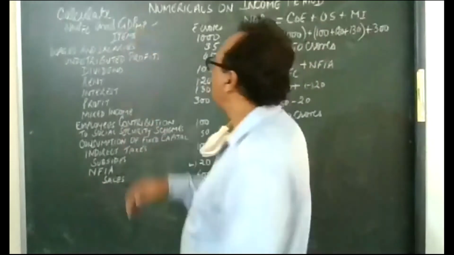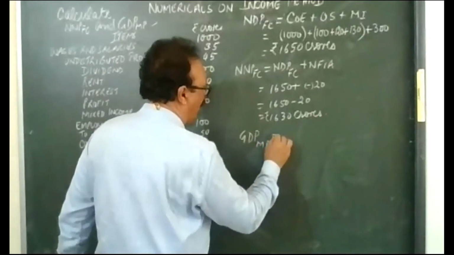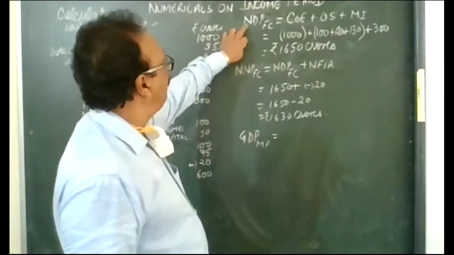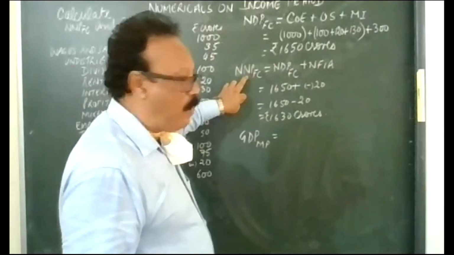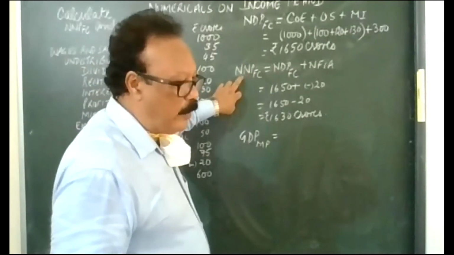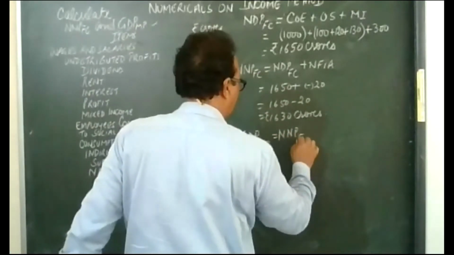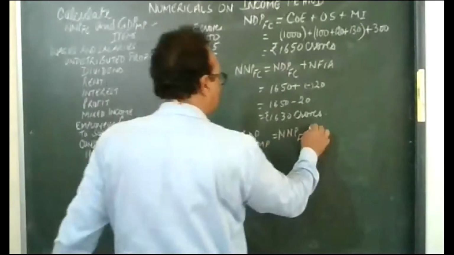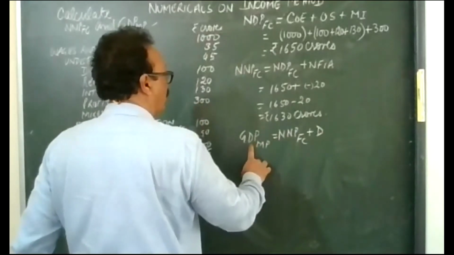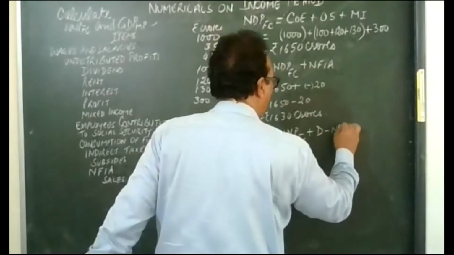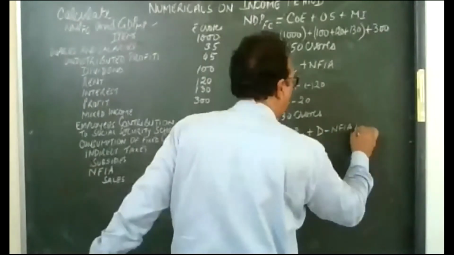What else do we have to calculate? GDP at market price. Now we have two values here. Either we can calculate it from the domestic income, or we can calculate it from the national income. Let's take it from NNP at factor cost. From net to gross, plus depreciation. Net national to domestic, minus NFIA. Factor cost to market price, plus NIT.